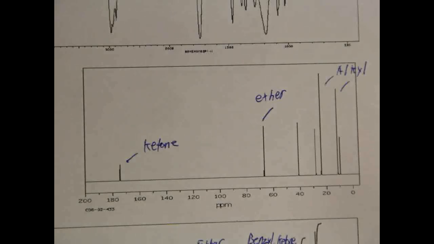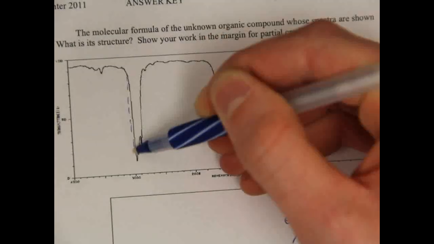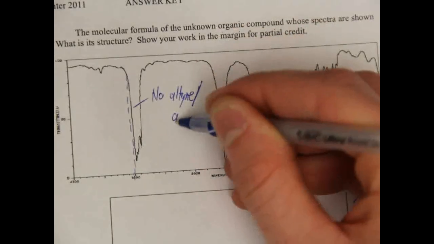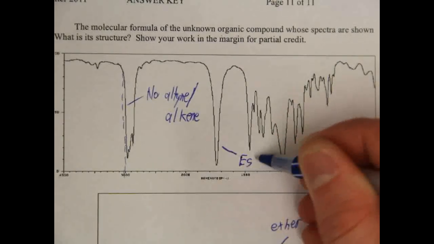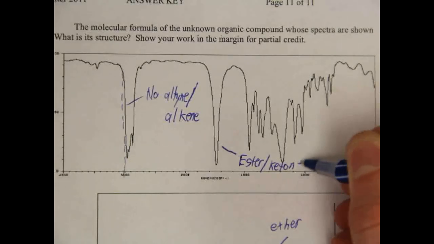Step 6. If you have an IR, look for key peaks. Absorbances just above 3000 inverse centimeters suggest alkenes and alkynes, while a strong band around 3400 indicates an alcohol or an amine. In this spectra, we have a strong band at 1700, suggesting either a ketone or an ester.